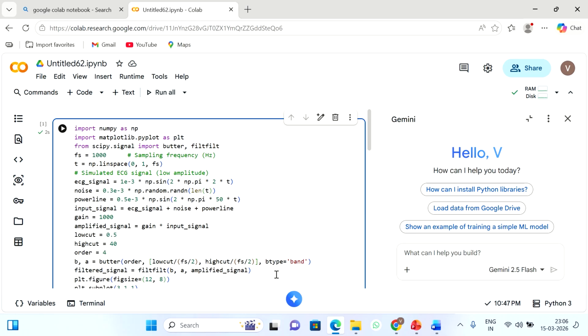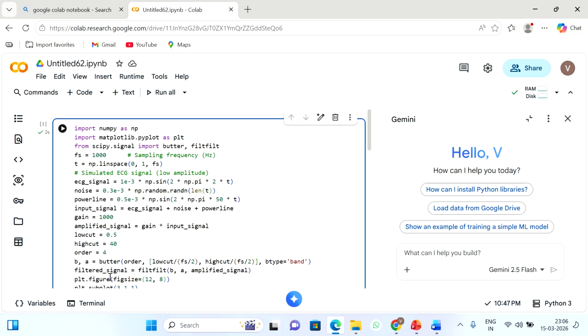So after normalization, what we will get: 0.5 by 500, which is equal to 0.001. Similarly, 40 by 500, which is equal to 0.08. So btype band means it is a band pass filter allowing frequencies between 0.5 Hz and 40 Hz. So B and A are filter coefficients used later.